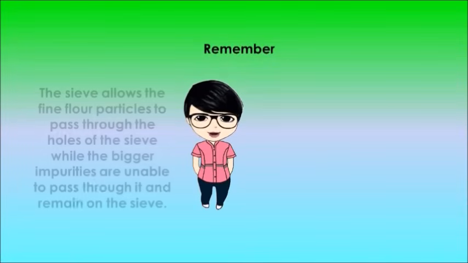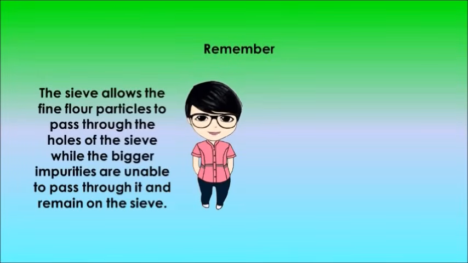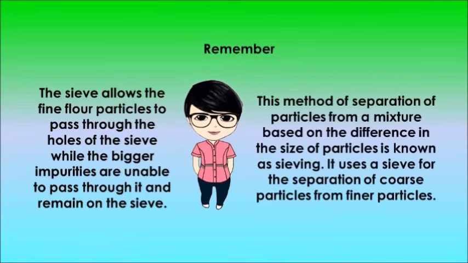Remember, the sieve allows the fine flour particles to pass through the holes of the sieve, while the bigger impurities are unable to pass through it and remain on the sieve. This method of separation of particles from a mixture, based on the difference in the size of particles, is known as sieving. It uses a sieve for the separation of coarse particles from finer particles.